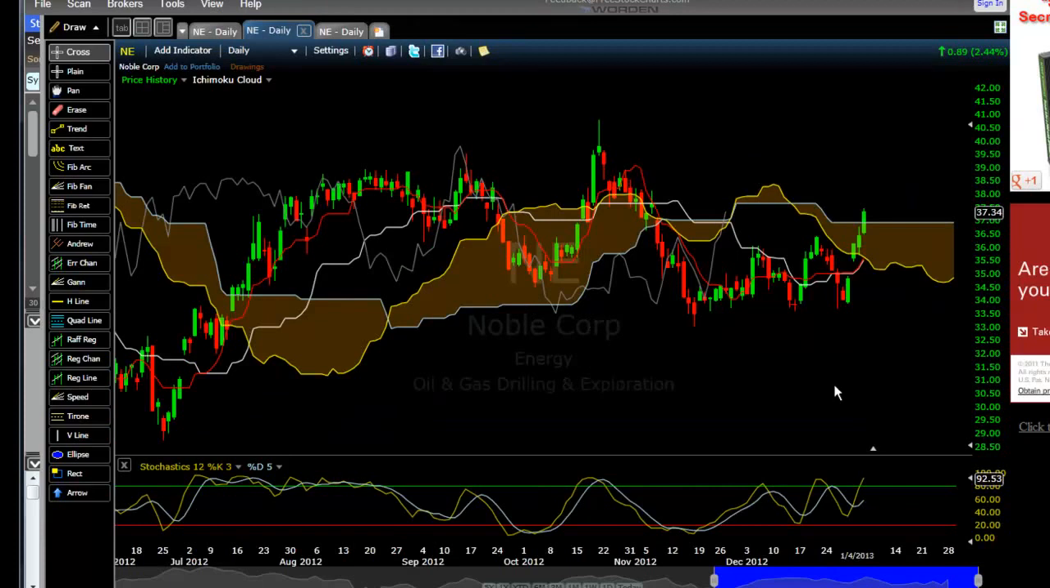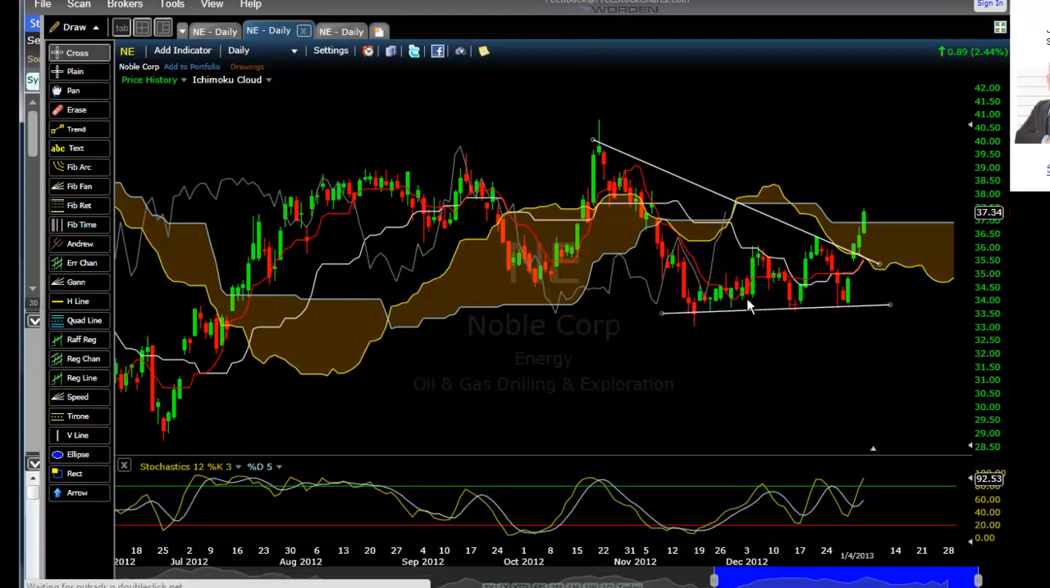Noble Corp is another position I'm in for a couple of weeks now. The swing is starting to play out now. We broke out above and we had a Kumo breakout on Friday. Stochastics looks good as well. I wouldn't chase this here because I am in from back in this area here. I mentioned it on Twitter. You can check it out on stocktwits.com to see where I originally entered this. I don't know off the top of my head, I forget. But we had a Tenkan Kijun cross and we have a Kumo breakout.